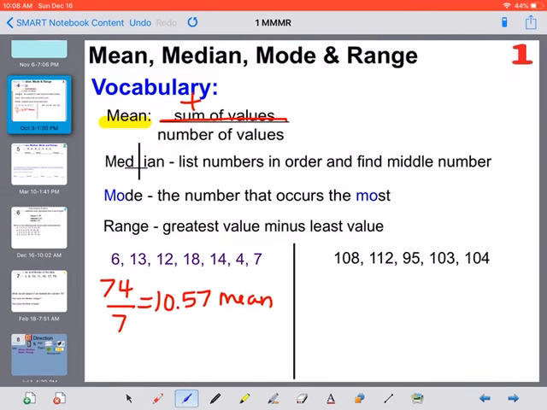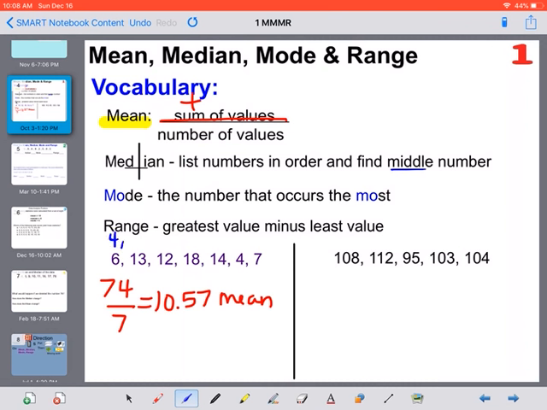Then our median is the number that is in the middle. Once you list the numbers in order from least to greatest, it's the one that's going to be in the middle. If we have two numbers in the middle, like we have an even number of numbers, then you add those numbers up and divide by 2 to find out the exact number that would be between the two. So I'm going to list my numbers in order from least to greatest.